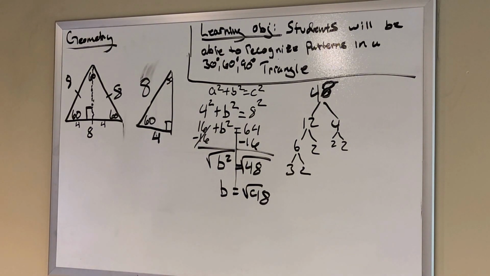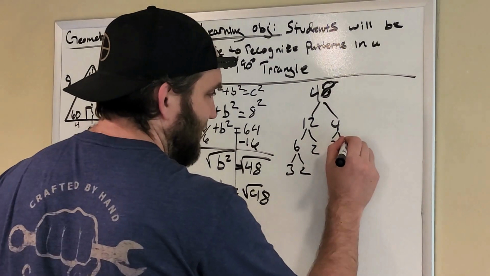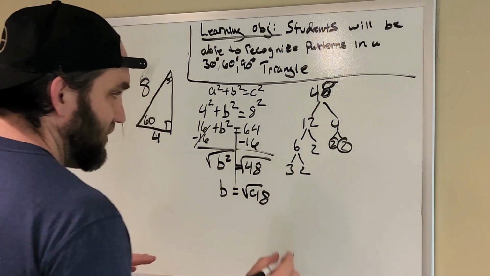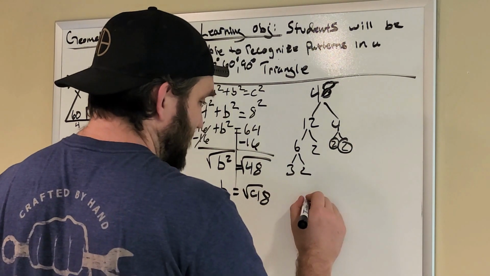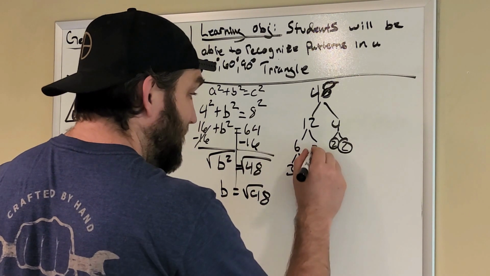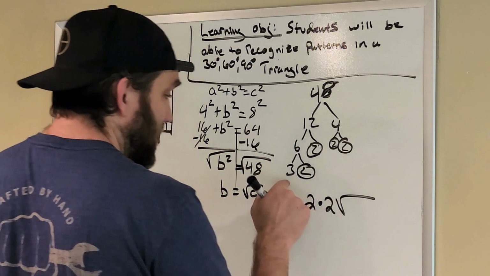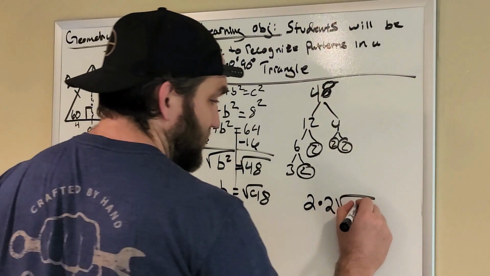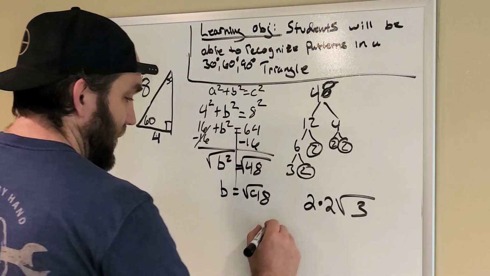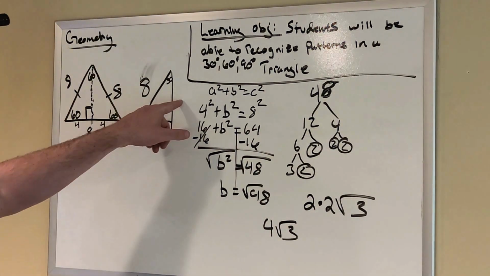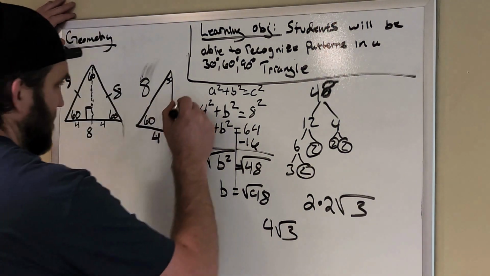So just as I did before, I'm going to circle what I have for pairs. A 2 and a 2. So I can take a set of 2's out. I'm just going to put it here. And then another set of 2's, a 2 and a 2. And then what I have left underneath is just going to be a 3. So I'm left with 4 square root 3. It's my side here.